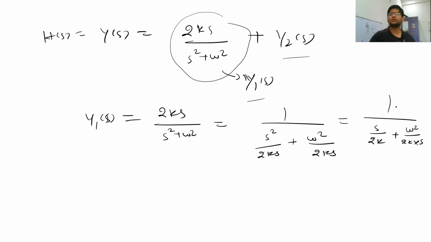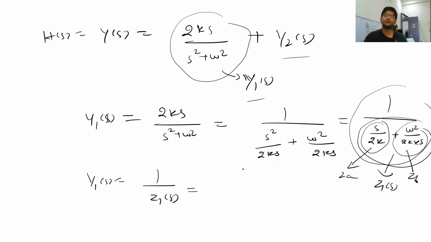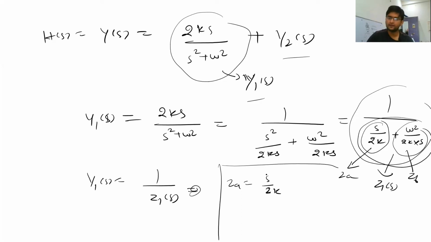Now, since this whole thing is y1s, and you already know that y1s is nothing but 1 upon z1s, here in the denominator, this whole thing can be said as z1s, and this z1s is the series summation of these two things. Let me call them za and zb. So can you tell me what is za? za is nothing but s upon 2k, and what will it represent? Will it represent an inductor or capacitor? Since s is in the numerator, it will represent an inductor, and the inductor will have a value of 1 upon 2k. Clear? And what about zb?